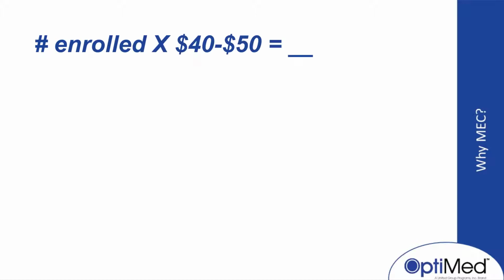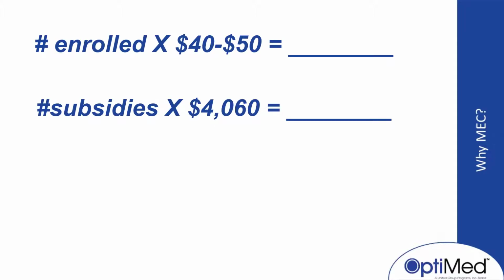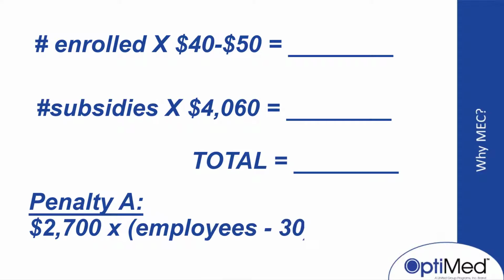So then how many people are going to be enrolled? And here's going to be the OptiMed premium. And here's how many subsidies we're going to have in our group. And here's what the fine's going to be for that. Is that less than penalty A? And if it's significantly less still, then you would do it.